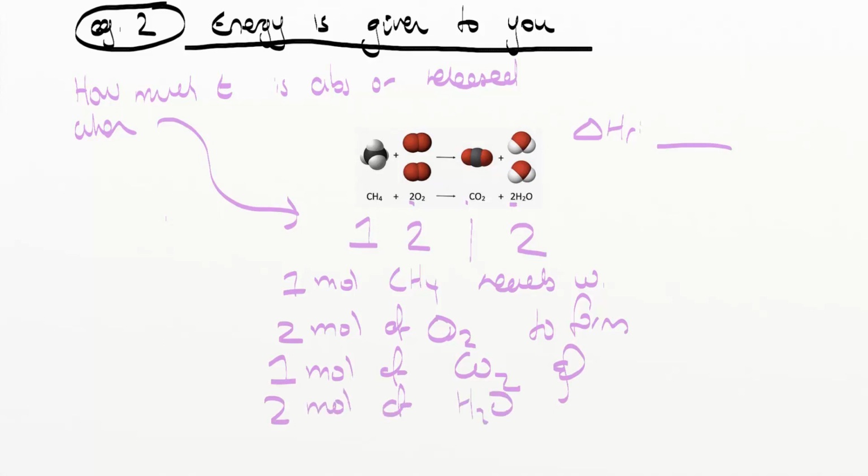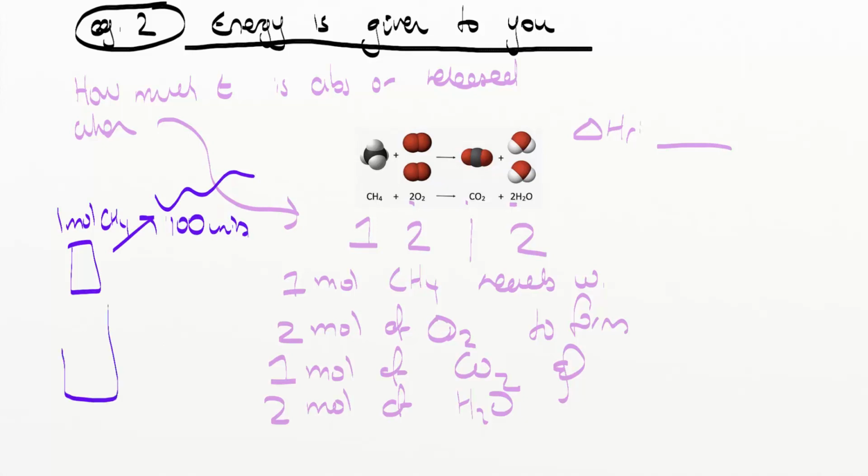This means that if, for example, I have 1 mole of methane, let's say this box here stores 1 mole of methane, it would release a certain amount of energy, let's say 100 units. Okay?